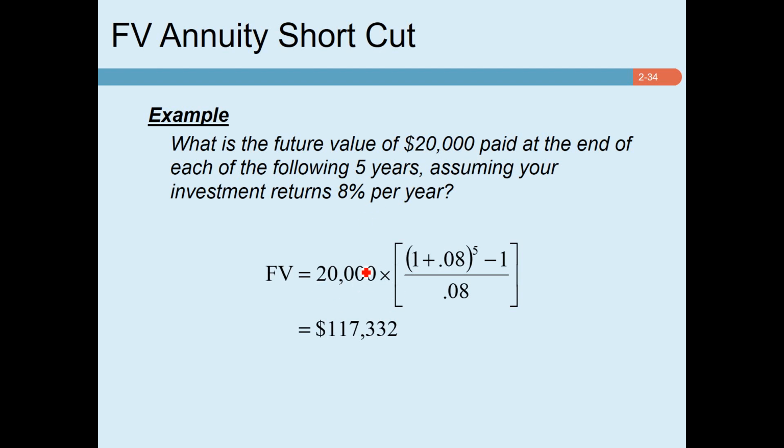So this is your periodic cash flow and this is your future value annuity factor: (1 plus interest rate) to the power T, which is 5, minus 1, divided by the interest rate. So we get 117,332, which is the future value of this cash flow after 5 years.